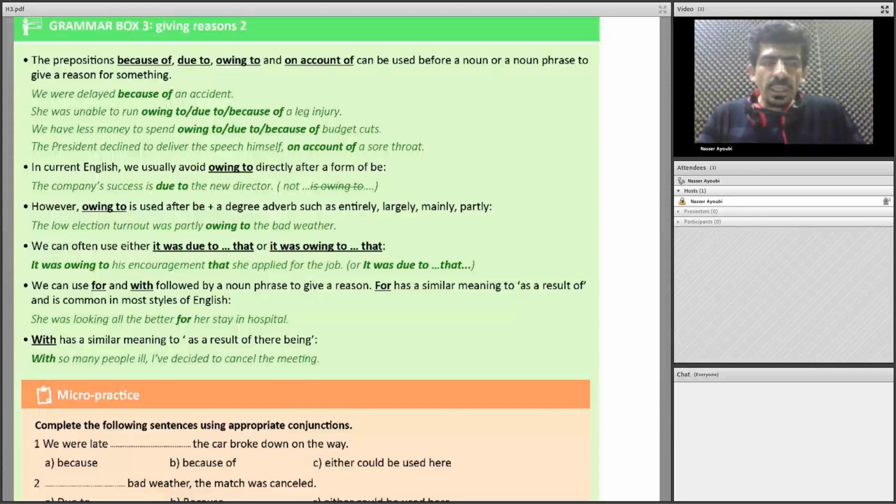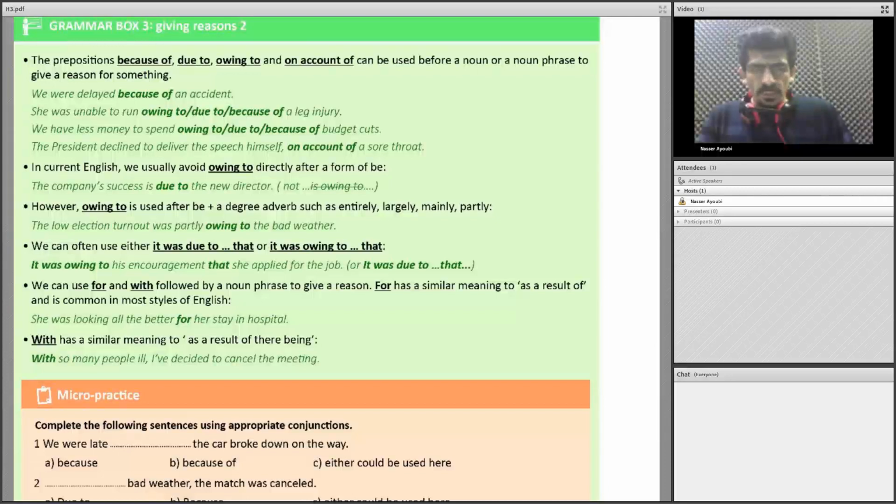In current English, we usually avoid owing to directly after a form of be. We need to have an adverb of degree, such as entirely, largely, mainly, partly, as we have in the next part. The company's success is due to the new director, not is owing to the new director. But we can say, the low election turnout was partly owing to the bad weather, was entirely, was mainly owing to the bad weather.